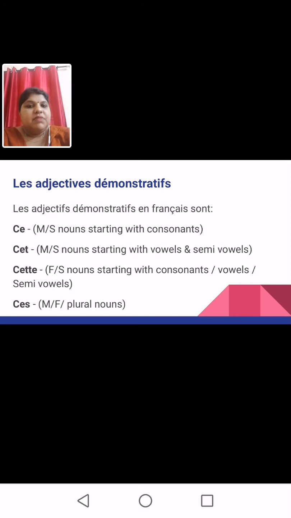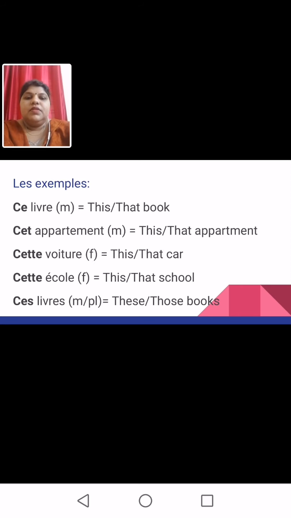Now, let us see some examples. Livre. Livre is a masculine noun. It is starting with a consonant. So, you are using ce livre and its meaning is this or that book. So, this or that, it depends on the context in which you are speaking. So, ce livre means this or that book.